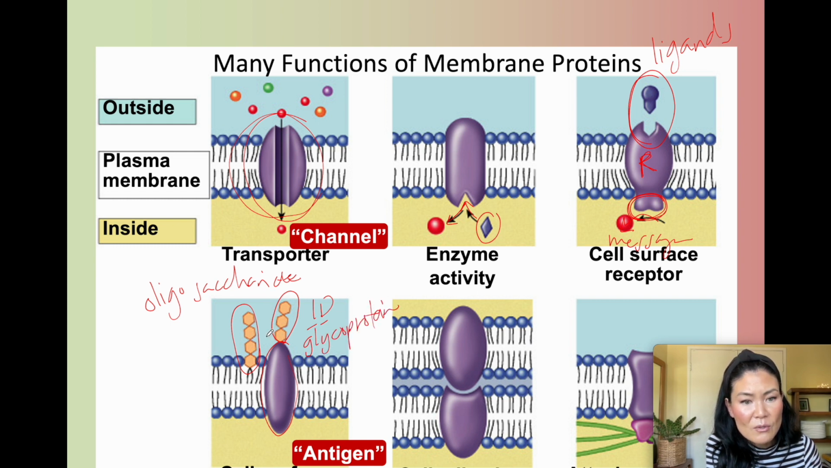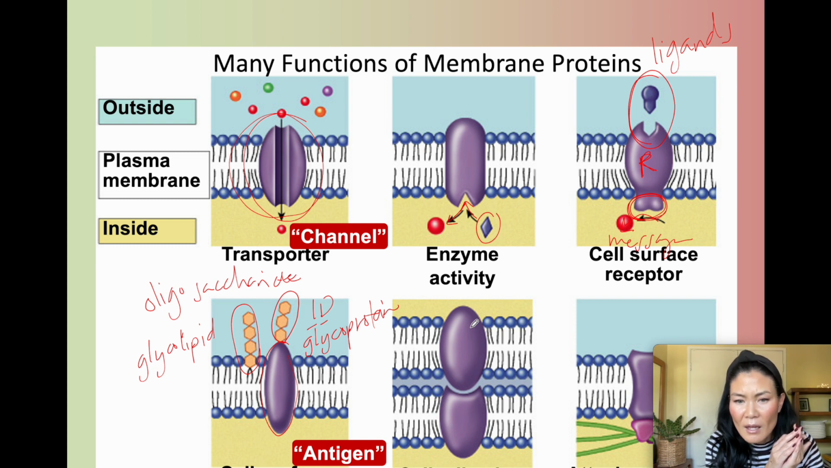Glyco refers to the glucose, the carbohydrates attached to the protein. This one right here is what we call a glycolipid, because it's a chain of glucose attached to the phospholipid. Then we have these two proteins that are gluing together two adjacent cells. If you have two cells side by side, they're going to be glued together by these proteins.